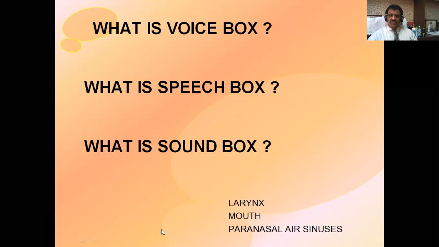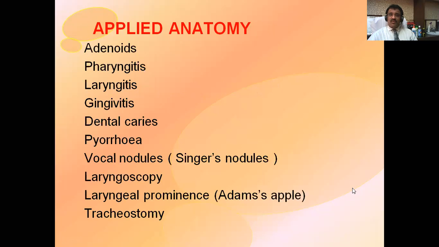And what is the voice box? What is the speech box? What is the sound box? I am telling you again and again. Larynx is called the voice box, mouth is called the speech box, and paranasal air sinuses are called the sound box. Now, what applied anatomy do you get through this study?